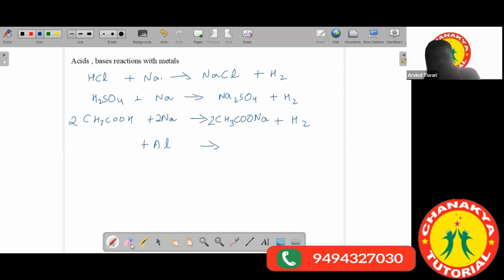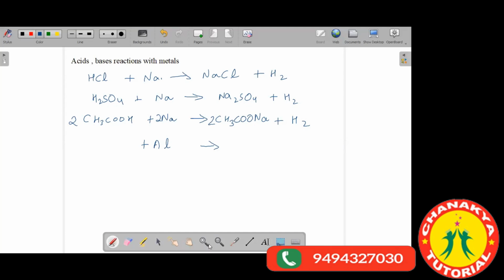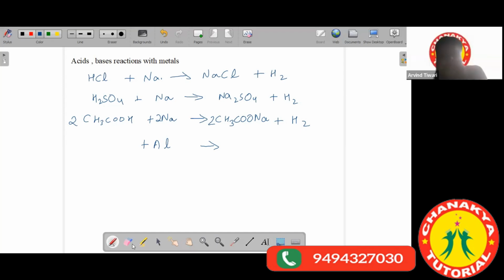Is there any metal which won't react with acids to produce hydrogen gas? Nitric. Okay. One of the examples is nitric acid, which is HNO3. If you react any metal with nitric acid, you are not expected to get hydrogen gas.